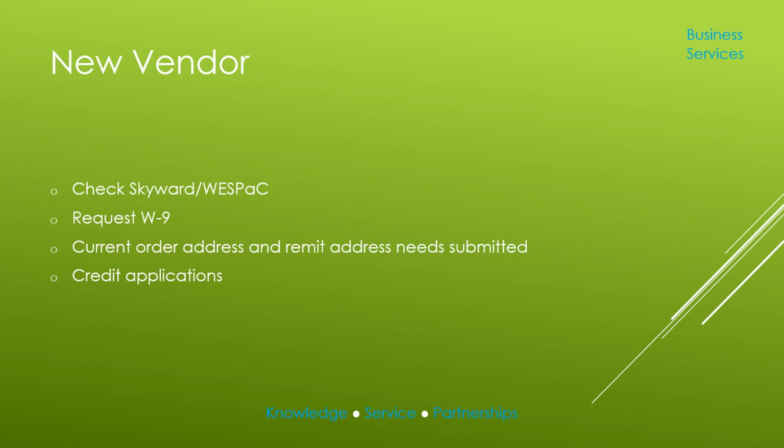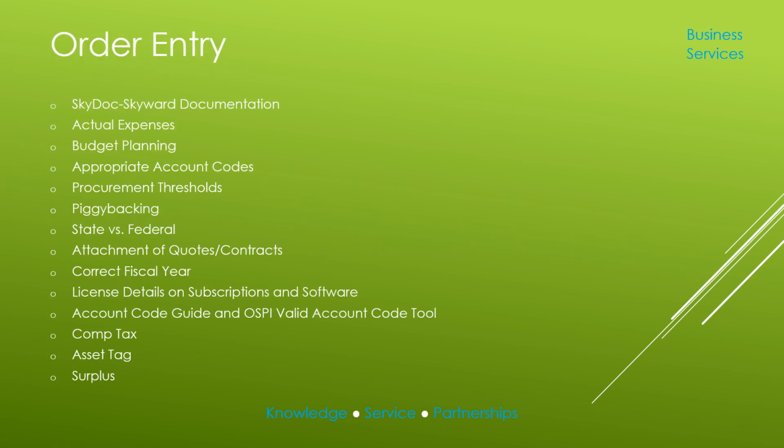If a vendor isn't in our vendor file, the office professional will need to request that a W-9 is forwarded to the purchasing specialist. This will be attached to the vendor file in Skyward and is important for determining tax status. The current order and payment address will also need to be sent to the purchasing specialist, and then that vendor can be entered into Skyward. A vendor may require that a credit application is filled out. Please send these to the Accounts Payable Department for processing. For detailed instructions on entering a purchase order in Skyward, click on the question mark on your Skyward dashboard.